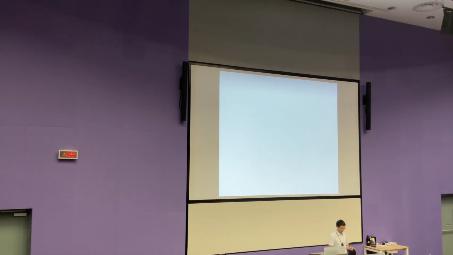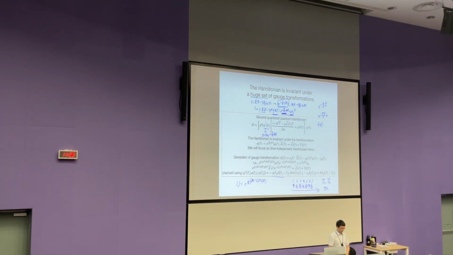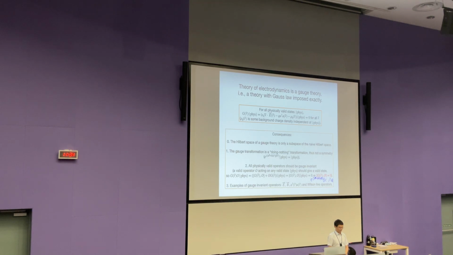From here, you can also see, previously we said, those operators, this one and this one, also this one and this one, are related by gauge transformation. As you see here, for the physically valid states, gauge transformation is not doing anything. That's why operators related by gauge transformations should all be identified.